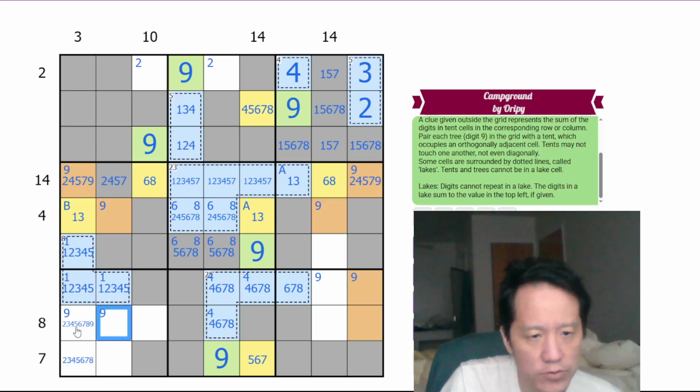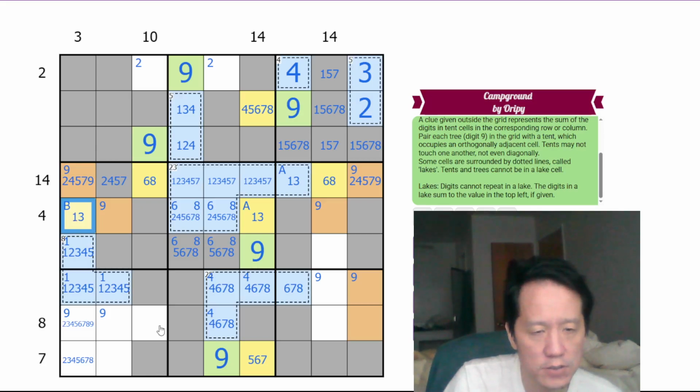The tent could be here as long as the 9's there. But then this would be 2 and this would be 1. And we would need another tent here. Okay. So that's possible then. If this is 2 and this would be 2, 1, 3.